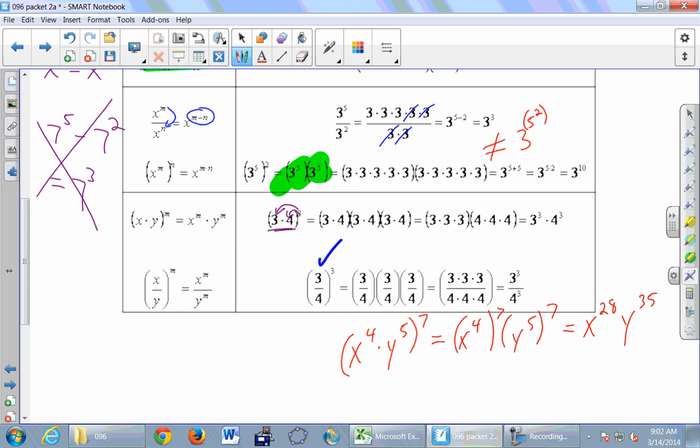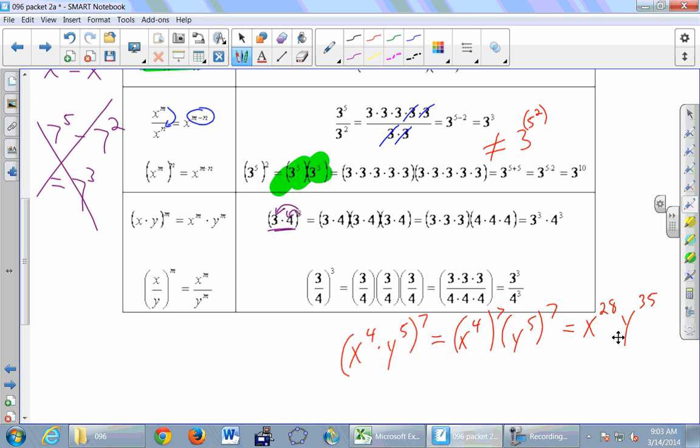Let's look at 3/4 cubed. It means you have 3 copies of that fraction, yes? And then how do you multiply? How do you multiply fractions? Do we need a common denominator? No, just go straight across. So upstairs is just 3 times 3 times 3. Downstairs, a bunch of 4s. And grouping stuff together, we just get 3 to the 3rd over 4 to the 3rd.